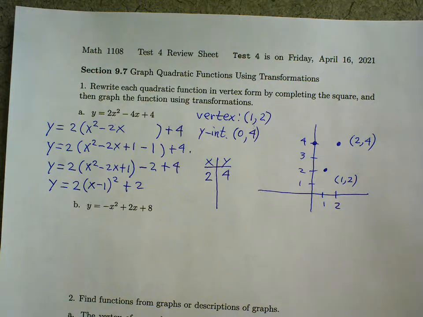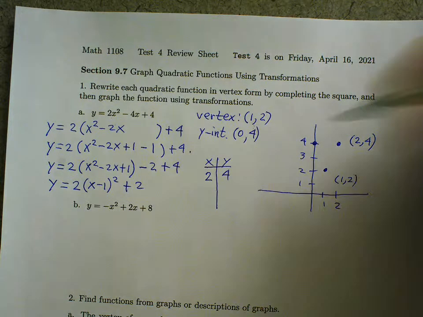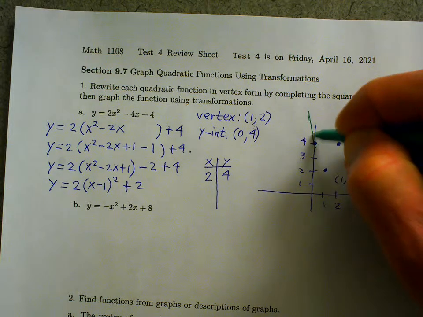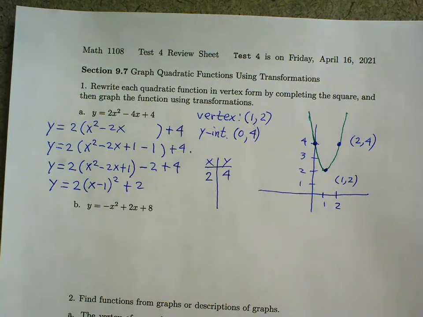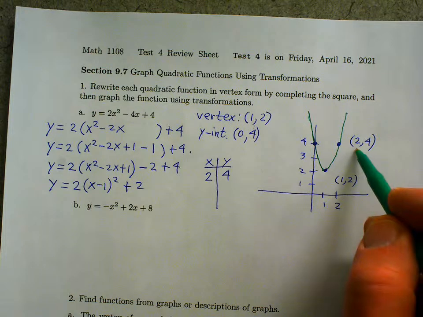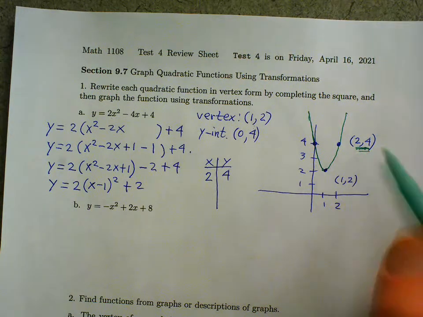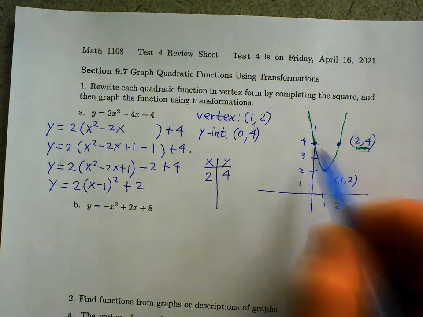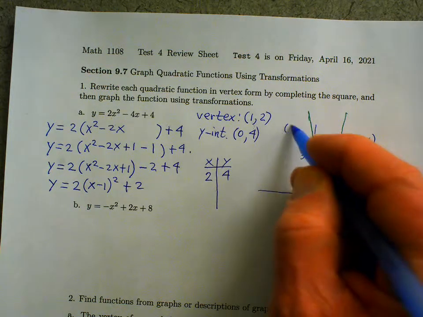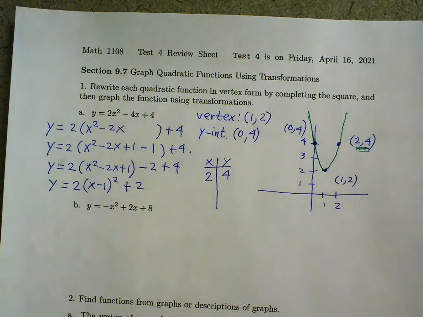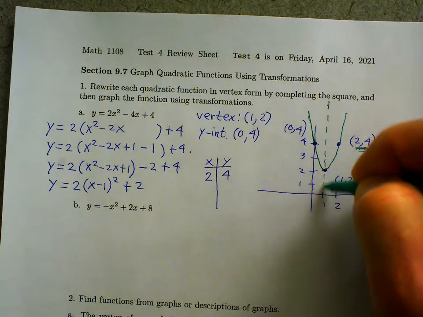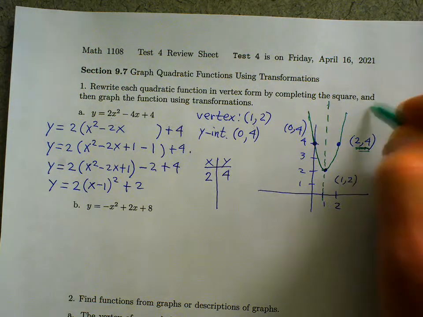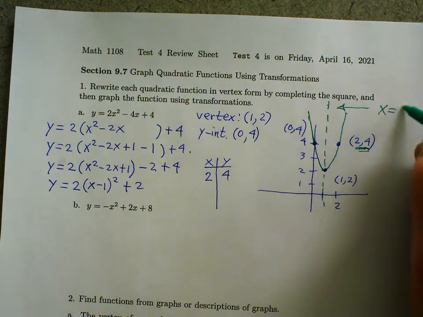So we can sketch the parabola. Notice that the ordered pair 2, 4 is symmetric to the ordered pair 0, 4. We have this vertical line of symmetry. This line of symmetry is x equals 1.